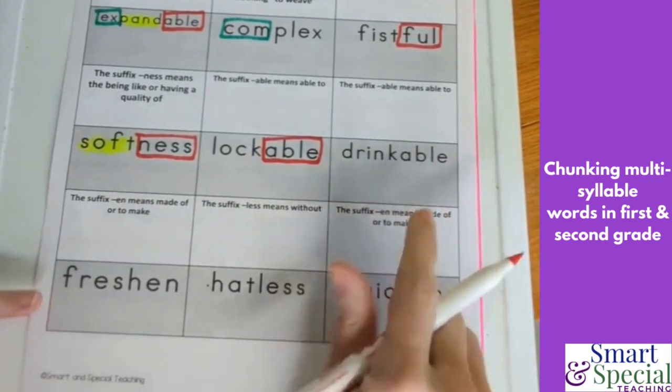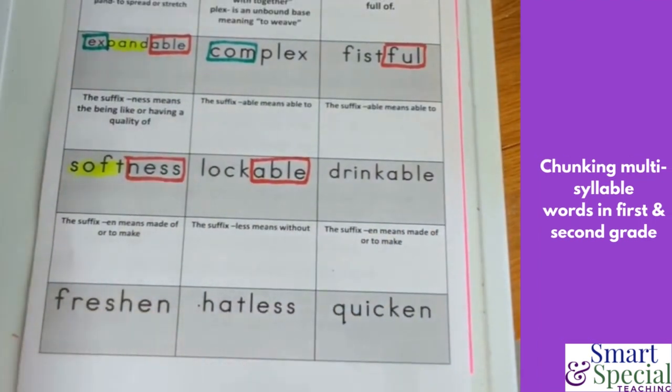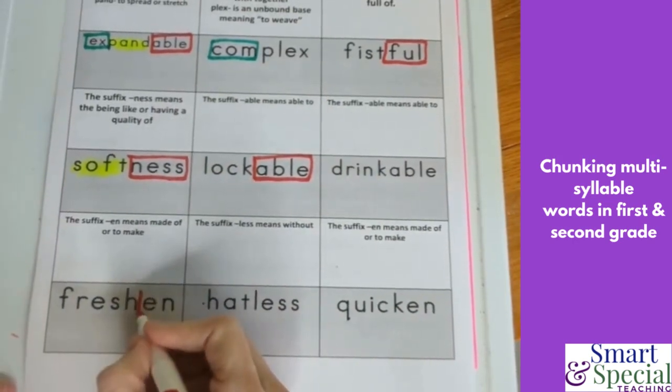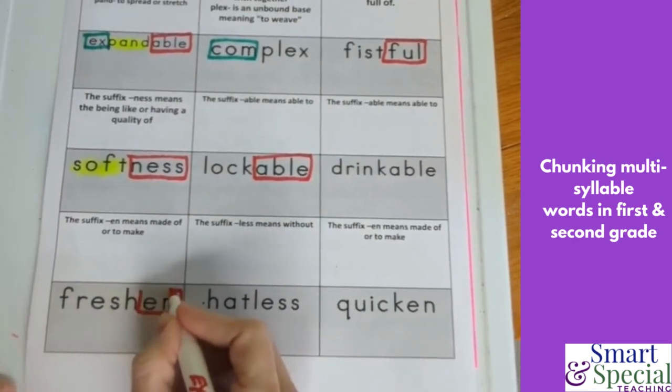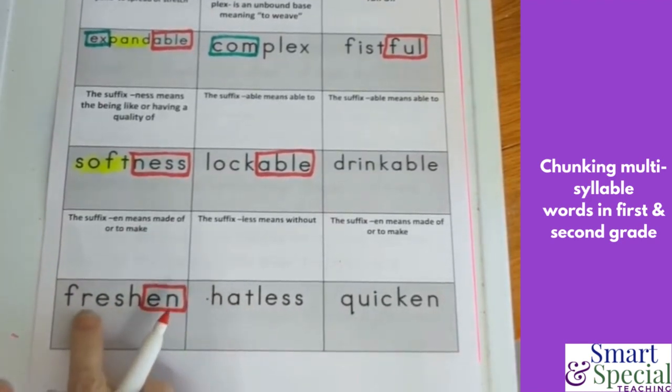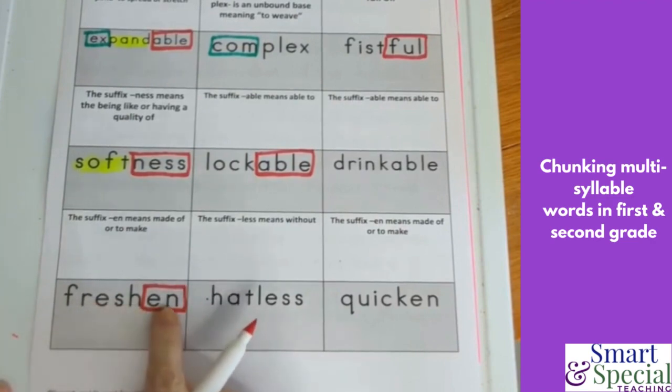And there it is again. And there's a new suffix, en, and it means made of or to make. So I have the base word fresh, and the suffix en, and when I read it in a word, it becomes freshen.